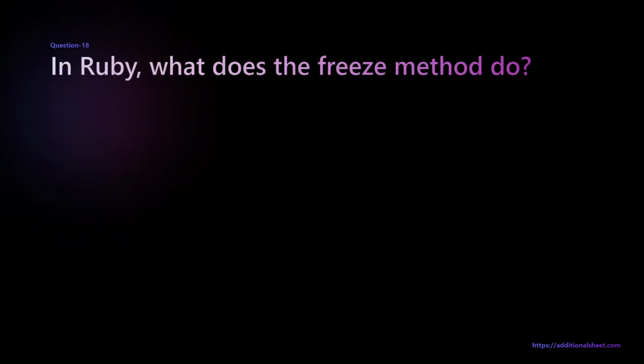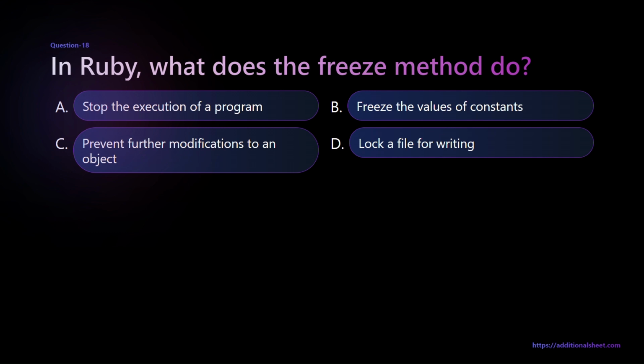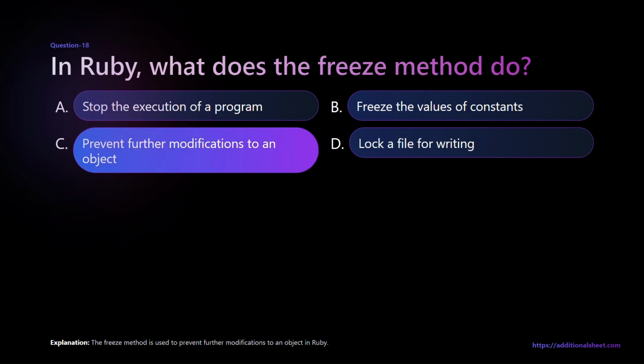In Ruby, what does the freeze method do? Option A, stop the execution of a program. Option B, freeze the values of constants. Option C, prevent further modifications to an object. Option D, lock a file for writing. The correct answer is option C, prevent further modifications to an object.